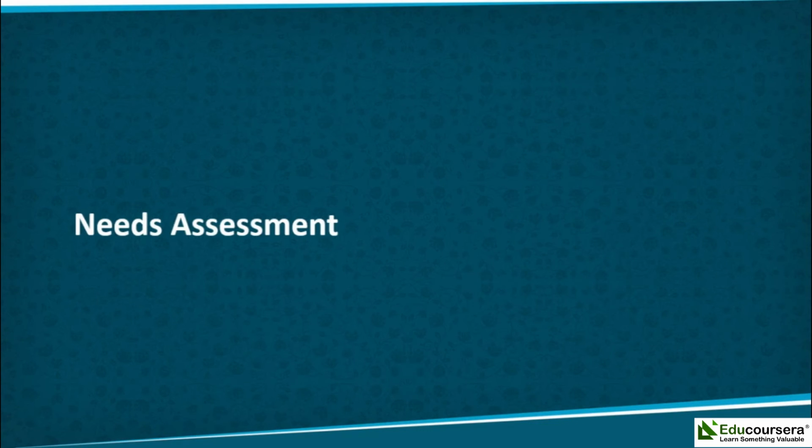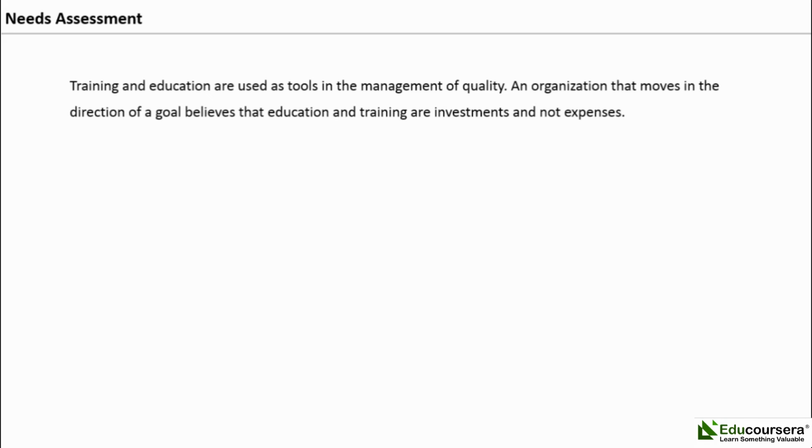Needs Assessment. The terms education and training are often used interchangeably, but are in fact two separate concepts. Training and education are used as tools in the management of quality. An organization that moves in the direction of a goal believes that education and training are investments and not expenses.